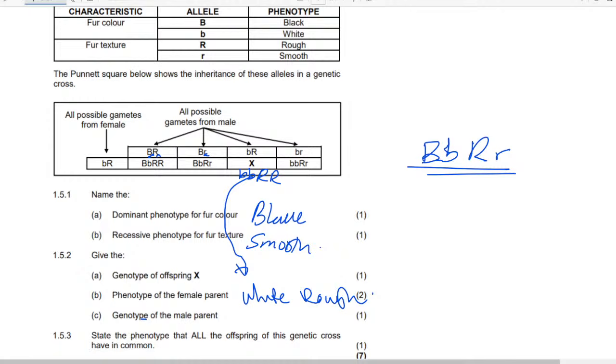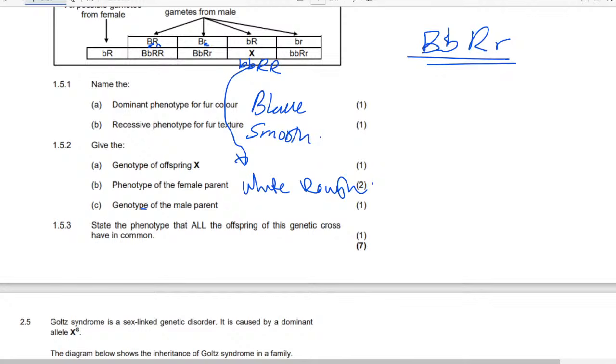Then they are saying, what is the genotype of the parent male? So you are done with that. State all the possible genotypes of offspring of this genetic cross.